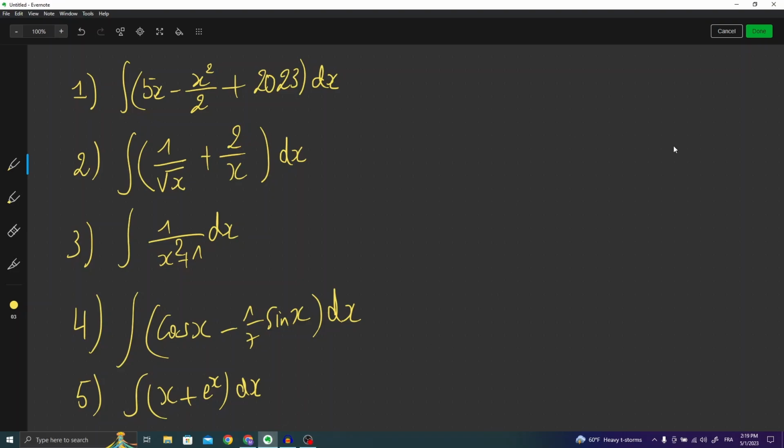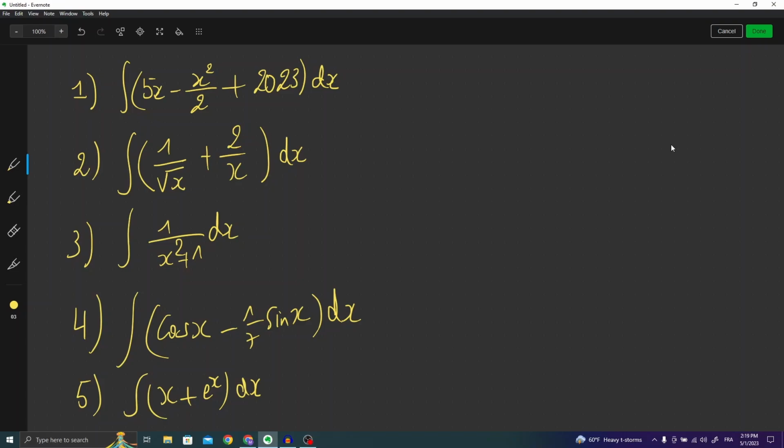Hi guys, in this exercise we are going to solve these basic integrals just to get a better understanding of how it works and what properties we use to solve these integrals. The first integral is very basic: the integral of 5x minus x to the power 2 over 2 plus 2023 dx. Second one, 1 over square root of x plus 2 over x.